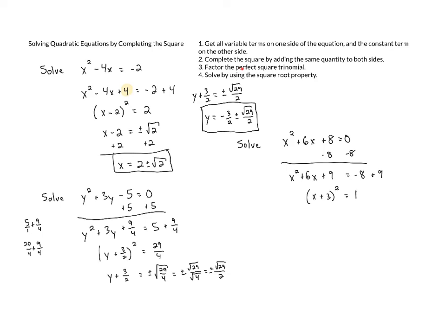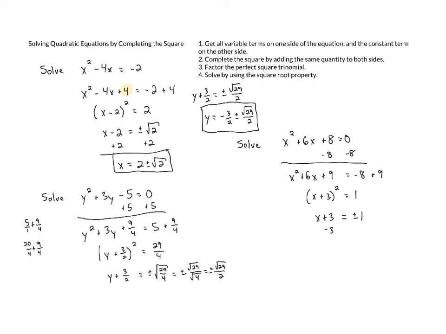Now that we've factored the perfect square trinomial, we can solve this using the square root property. When we take the square root of the left-hand side, we get x plus 3. And then on the right, we've got plus or minus. The square root of 1 is just 1. So we have x plus 3 equals plus or minus 1.